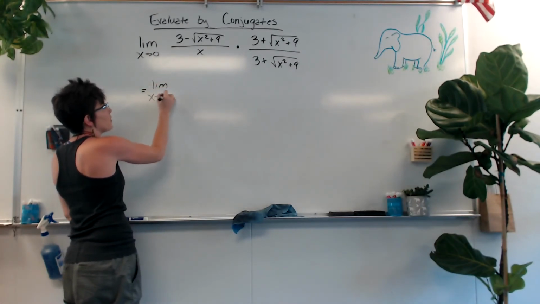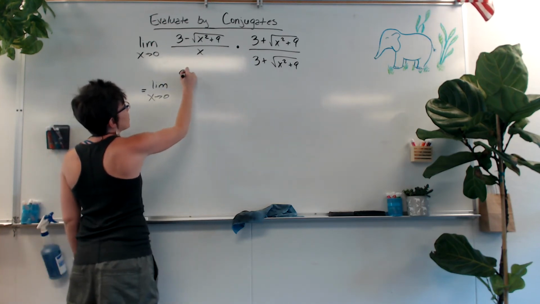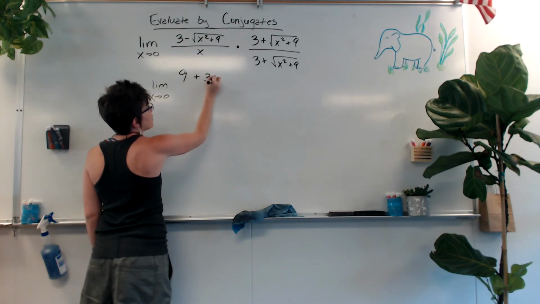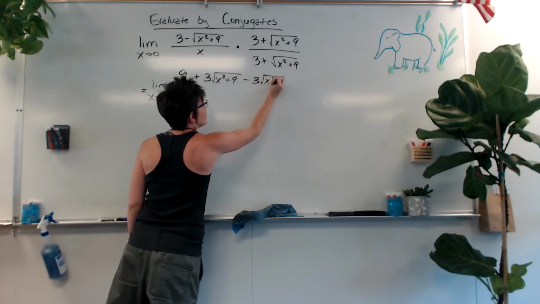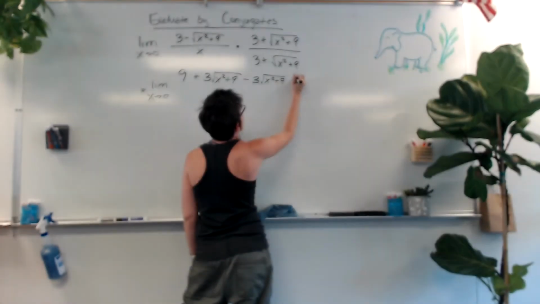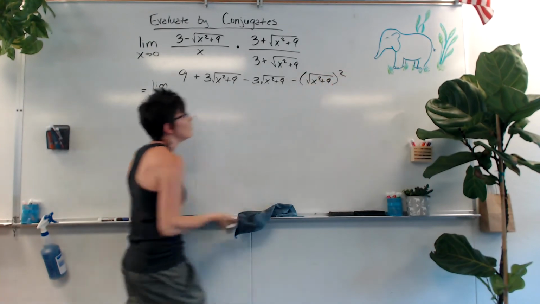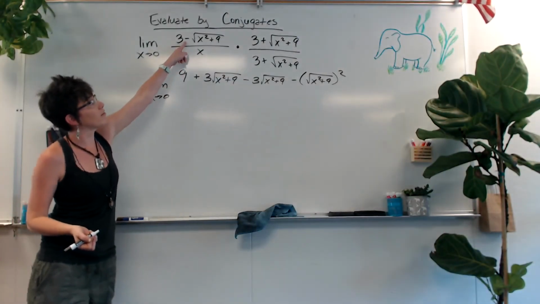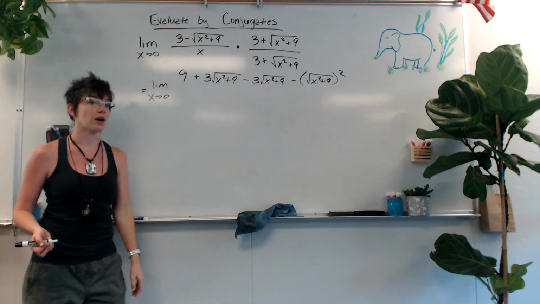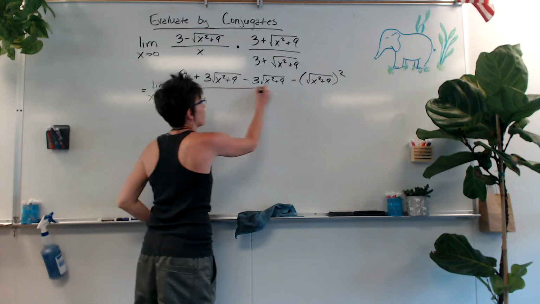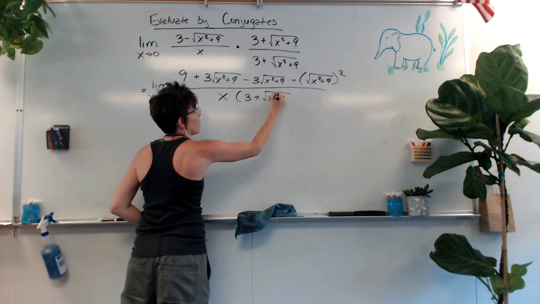Again, still writing the limit as x approaches 0 because I haven't taken the limit yet. When I multiply through, I get something like 9 plus 3 square root minus 3 square root, and then minus that squared. Notice here that the negative times that positive results in a negative out in front, so be really mindful with your parentheses and your subtraction as you go. On the bottom, I just have x times 3 plus square root of stuff.